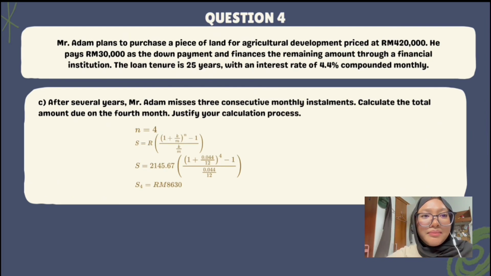Because Mr. Adam wants to pay on the 4th month, we need to change the N into 4 to find the accumulated amount of S4. After substituting all the values given, the answer will be 8,630.